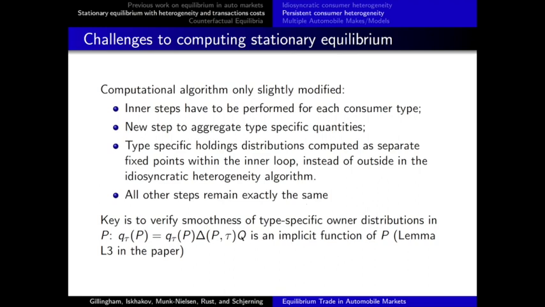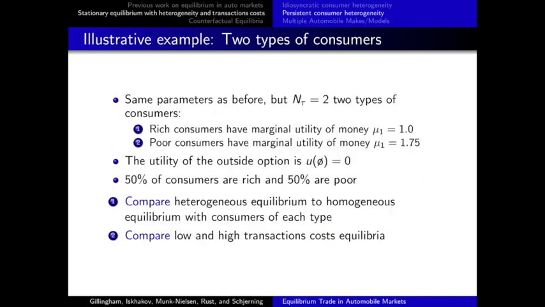One thing that again is key to verify is the smoothness of the type-specific ownership distributions in the prices, and that is also satisfied. There's a lemma showing that in the paper. So you can use Newton's method, find invariant stationary distributions, and see how that changes with p very easily.